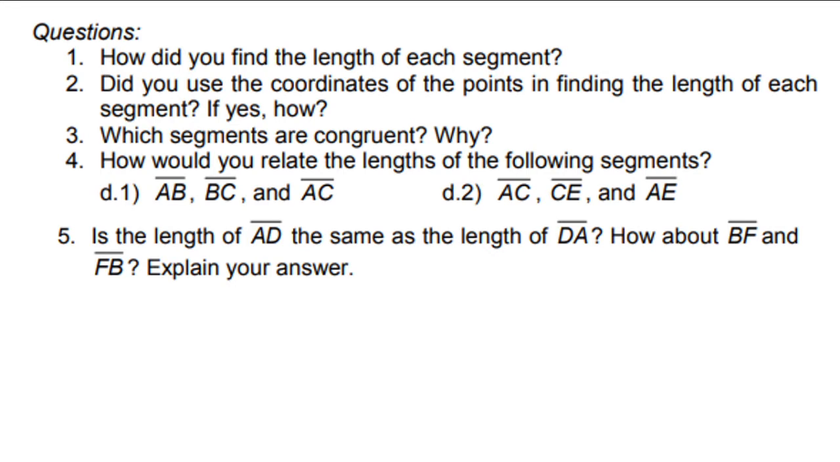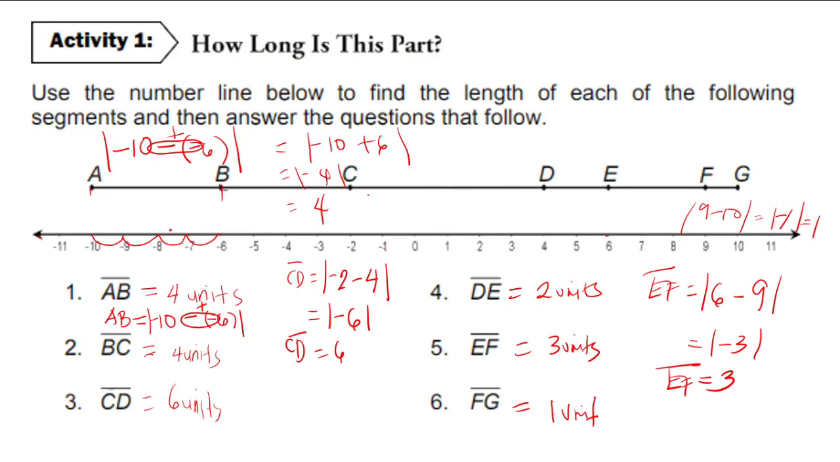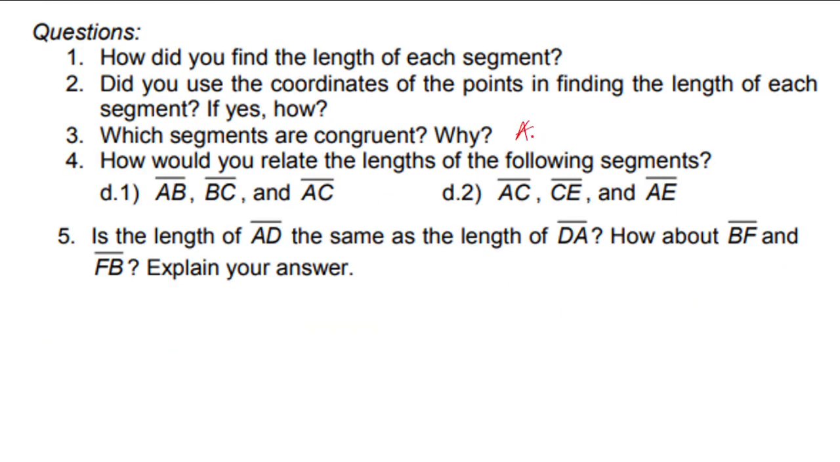Next, number 3. Which segments are congruent? And then you have to tell why. So which among the segments are congruent? Say AB, this one, AB is congruent to BC. Why? Because they have the same lengths. Tama? Next, CD, so AB, dito yung sagot natin. Segment AB is congruent to segment BC.